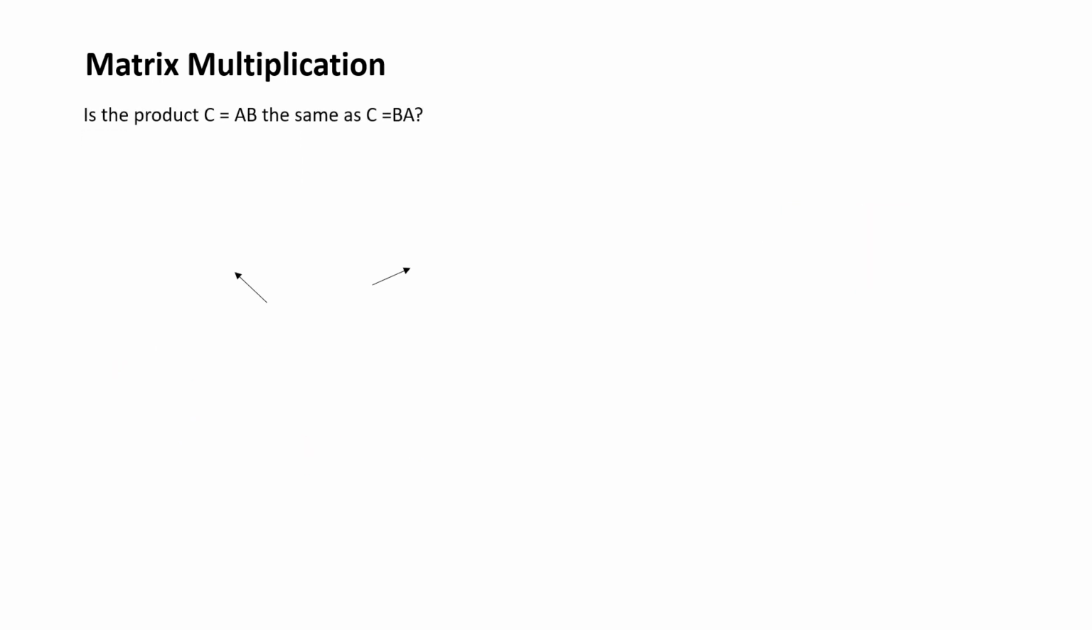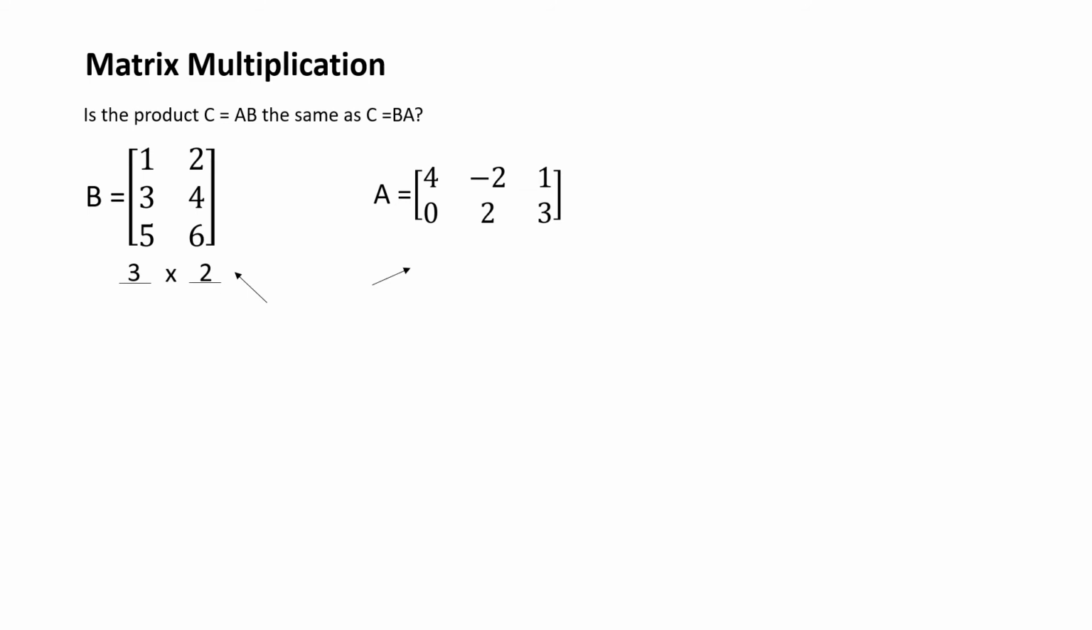Next, we want to determine if the product C equals AB is the same as C equals BA. In the previous example, we computed the product C equals AB, and we determined that matrix AB is a 2 by 2 matrix. Next, we want to compute matrix C equals BA. First, we must determine the size of each matrix. Matrix B is still a 3 by 2 matrix, and matrix A is a 2 by 3 matrix.